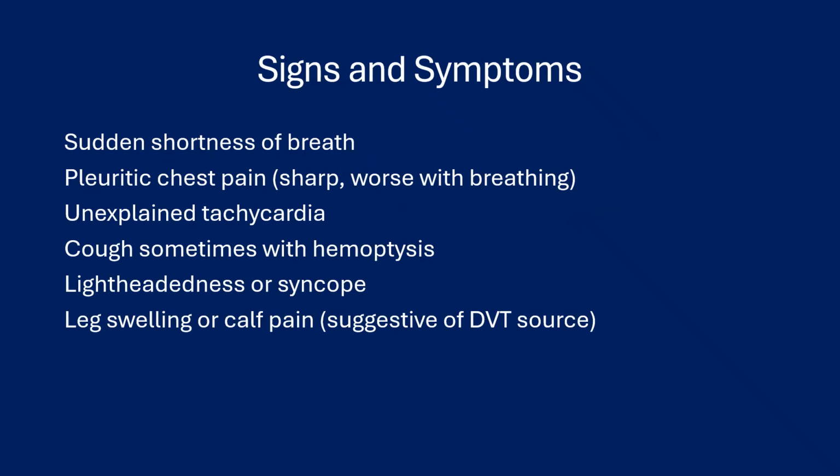Signs and symptoms: sudden shortness of breath, pleuritic chest pain, usually sharp, usually described by patients as worse with breathing. Unexplained tachycardia is sometimes seen with this. Cough, sometimes with hemoptysis, or coughing up blood. Lightheadedness or syncope. Leg swelling or calf pain, which of course would be suggestive of a deep venous thrombosis.